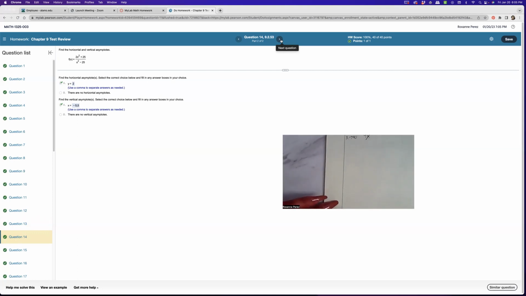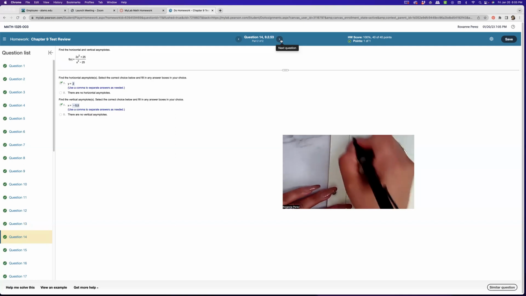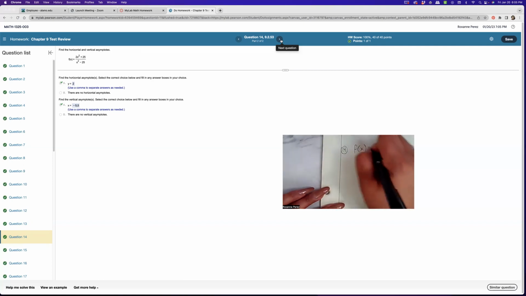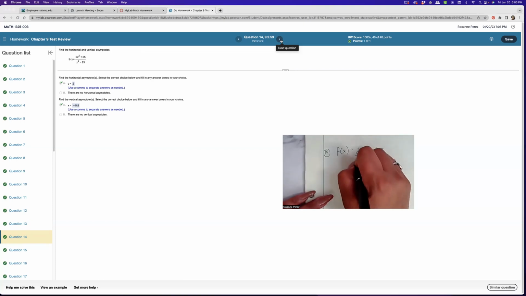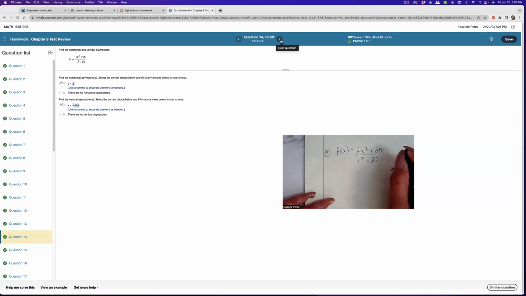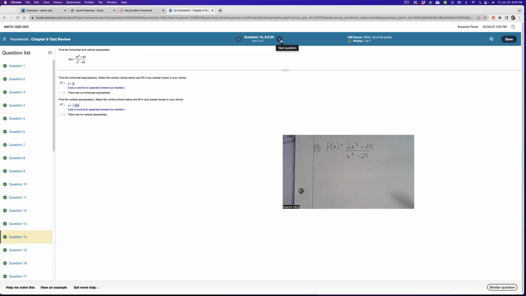Okay, next problem, 14. We're given the function f of x is equal to (2x squared plus 25) divided by (x squared minus 25). The first question is to identify the horizontal asymptote. The way we're going to do that is evaluating our leading terms in the numerator and the denominator.